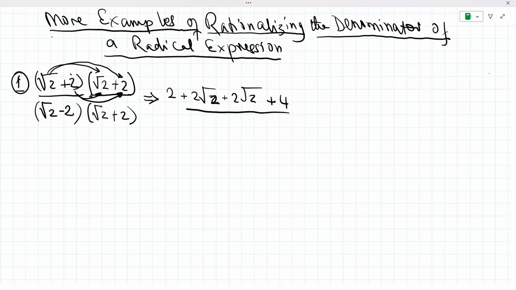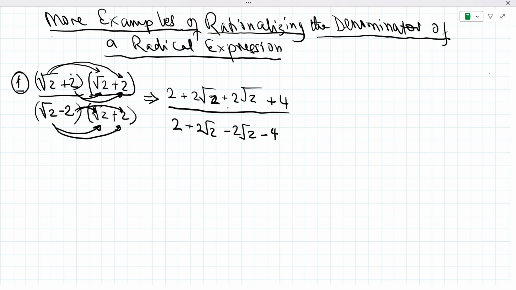And this is all over root 2 multiplied by root 2 here, which will give us 2. Then root 2 multiplied by 2 will give us positive 2 root 2. And then negative 2 by root 2 will give us minus 2 root 2. And then minus 2 by 2 will give us negative 4.